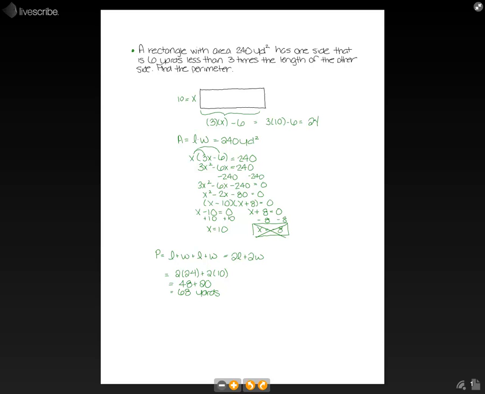We could also just add up the length of the sides without plugging into any of the formulas. Since we know that the width is 10 and the length is 24, it's going to be 10 plus 24 plus 10 plus 24, which also equals 68. And that's how we're going to find the perimeter of a rectangle.